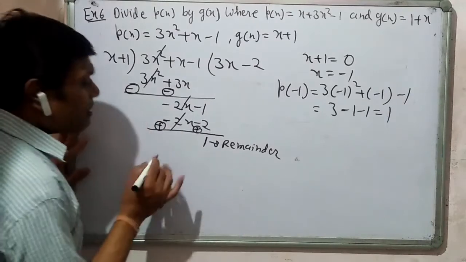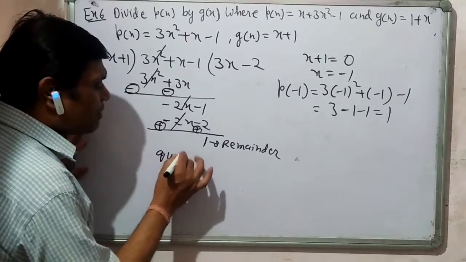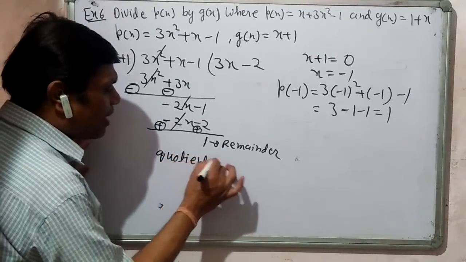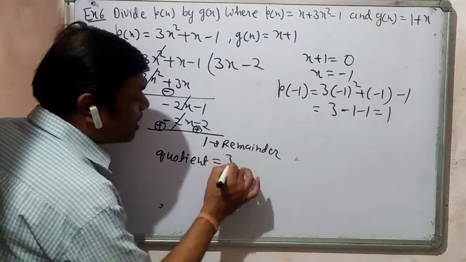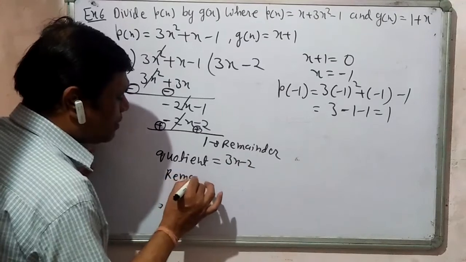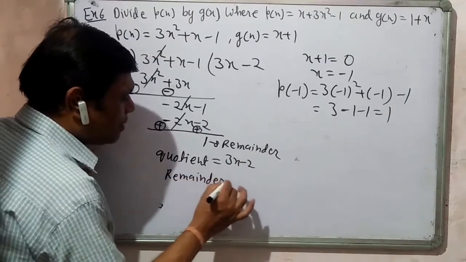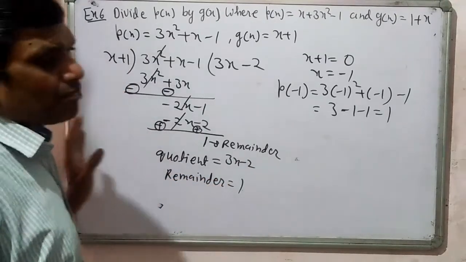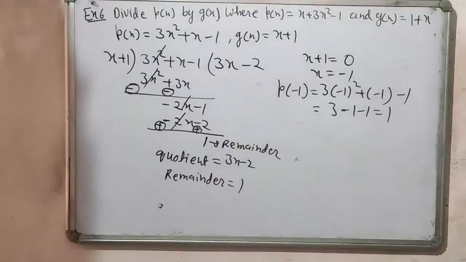So what is our quotient? Because we were asked to divide, we have to write the quotient. Quotient is 3x minus 2. What is the remainder? The remainder is 1. Right? So that makes our division complete.